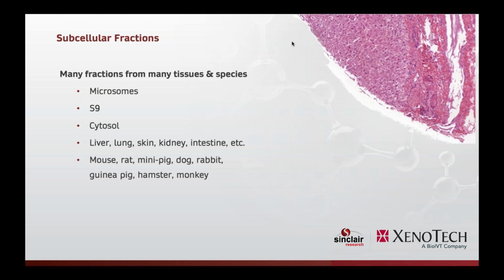There are different types of subcellular fractions. As Scott mentioned, microsomes. Microsomes are one of the go-to standards when it comes to looking at drug metabolism. Microsomes are pieces of the endoplasmic reticulum, which includes the cytochrome P450 enzymes and also other drug metabolizing enzymes such as UGT. S9 is another subcellular fraction. So S9 includes microsomes and cytosol mixed together. And then lastly, cytosol is another subcellular fraction that can be used.